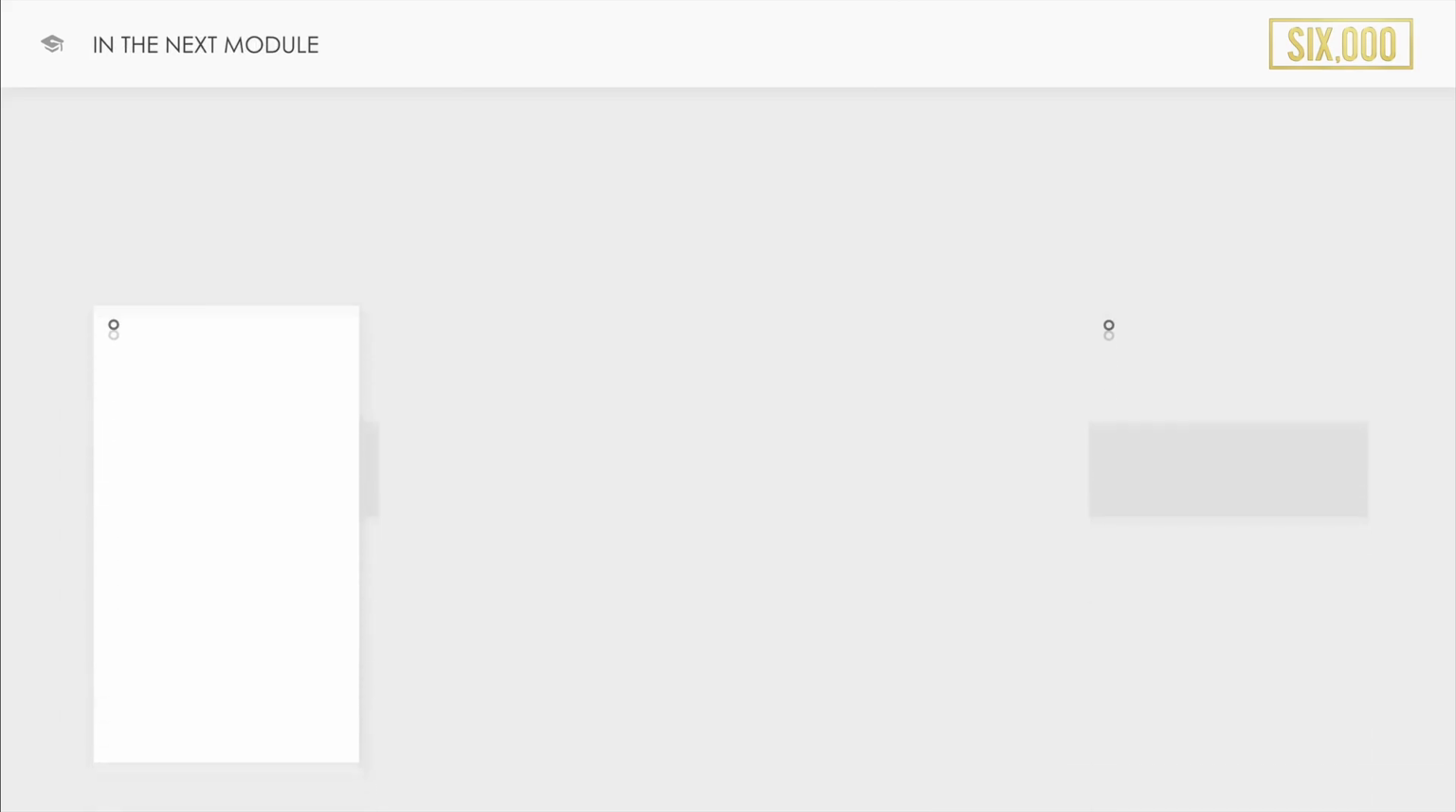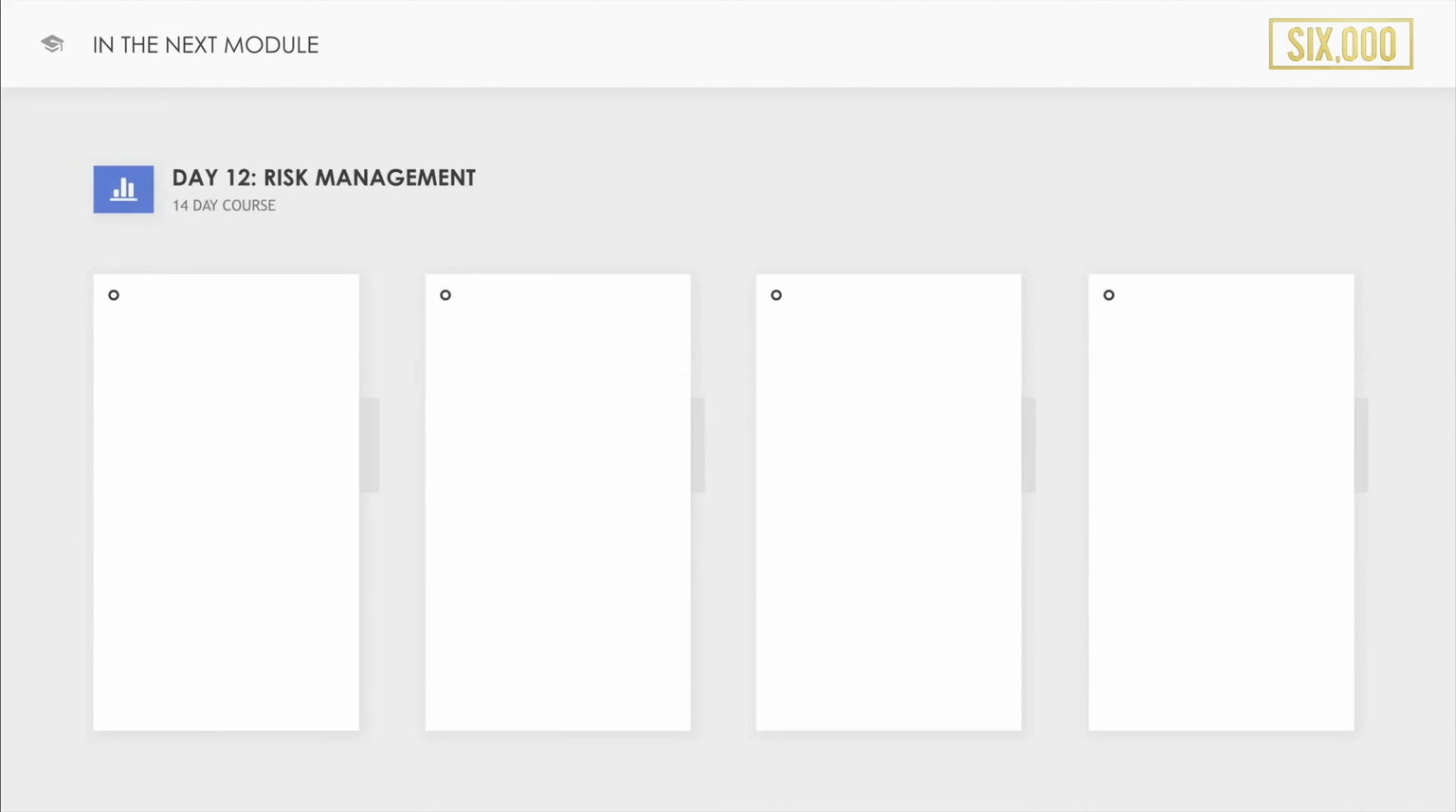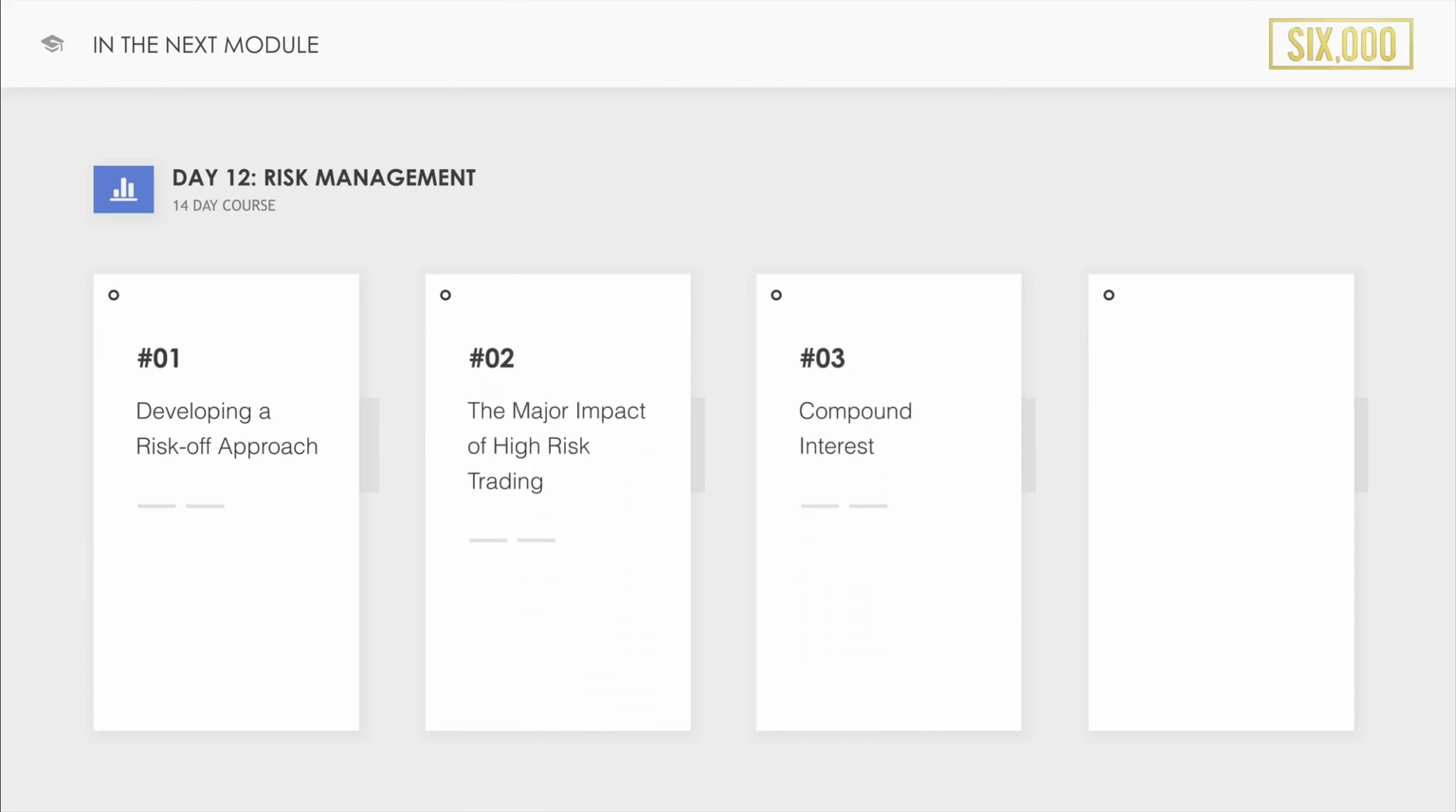Now in our next module, which is day 12, risk management, we will be covering developing a risk-off approach, followed by the major impact of high-risk trading, then compound interest, and finally risk to reward ratio. So everything's piecing together now. Day 11, I hope everything made sense today. This is where we piece together all of our technical working tools that you've learned from day 5 to day 10. I hope you guys enjoyed today's module. It's been extremely in-depth, but I hope you learned a lot from it.